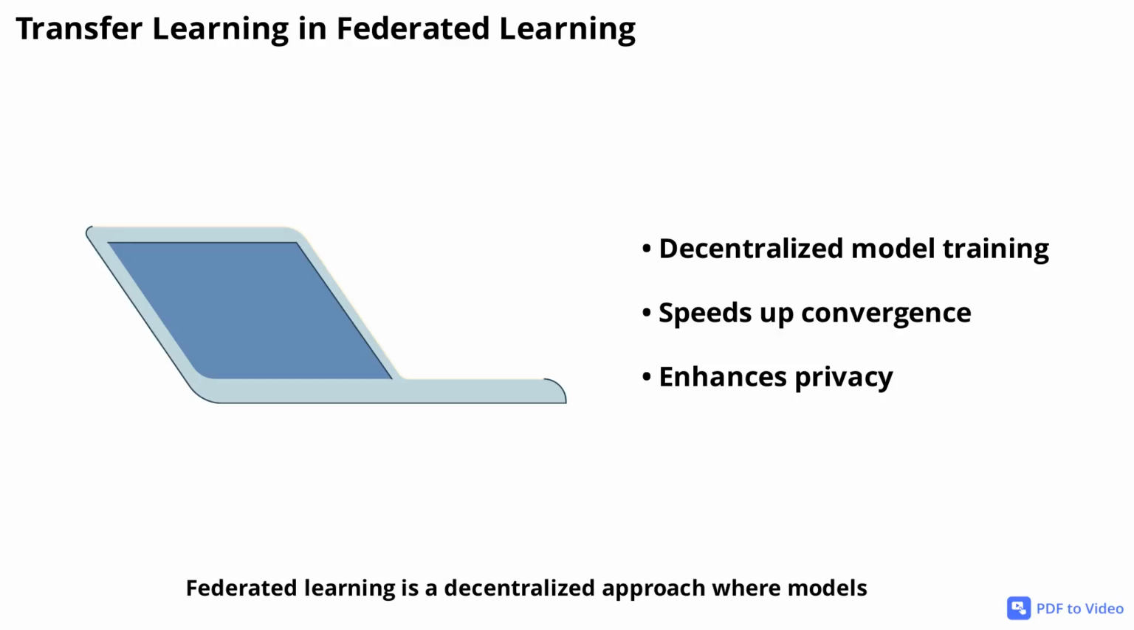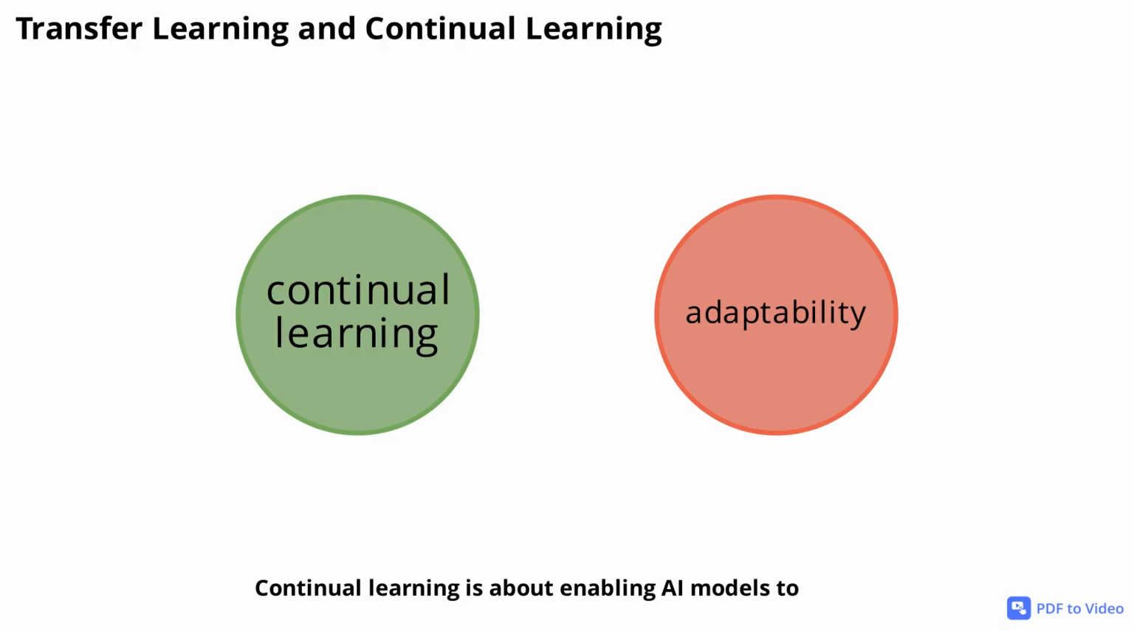Federated learning is a decentralized approach where models are trained across multiple devices without sharing raw data. Transfer learning can be used to initialize models on each device, speeding up convergence and improving performance while preserving privacy. Continual learning is about enabling AI models to learn new tasks over time without forgetting previous ones. Transfer learning provides a foundation for continual learning by allowing models to build on existing knowledge, making them more adaptable and resilient.